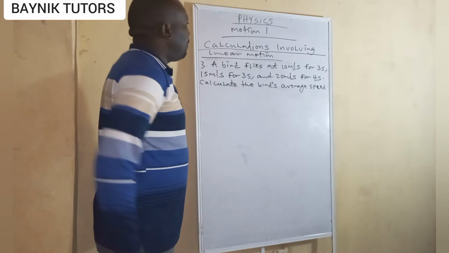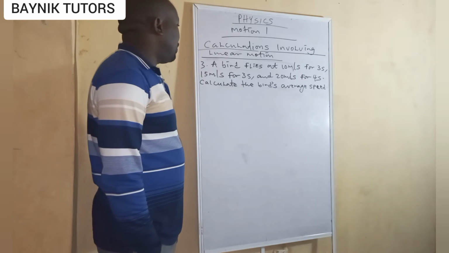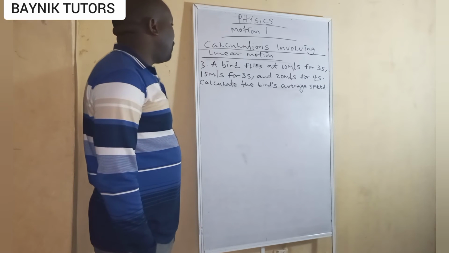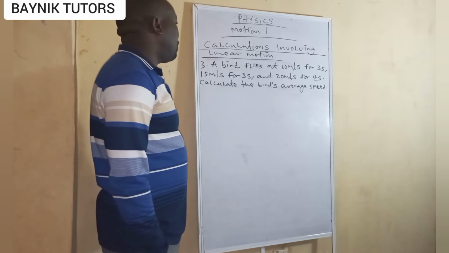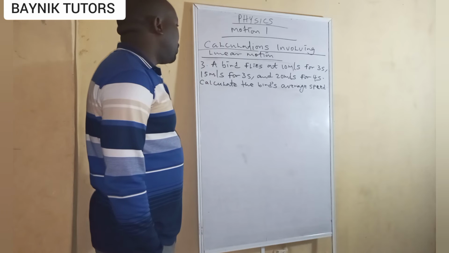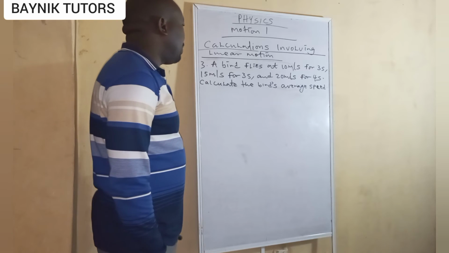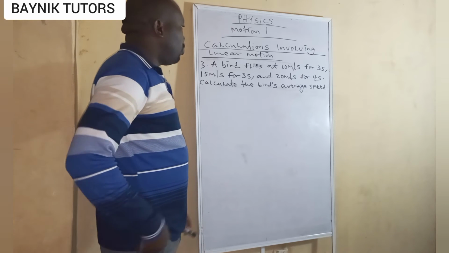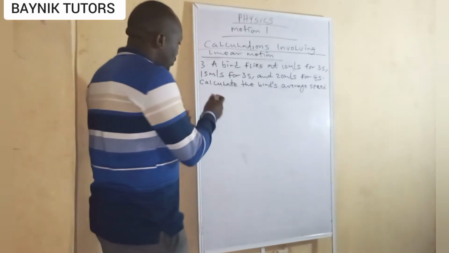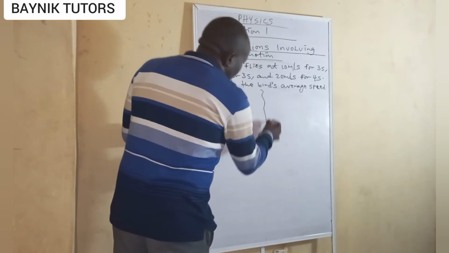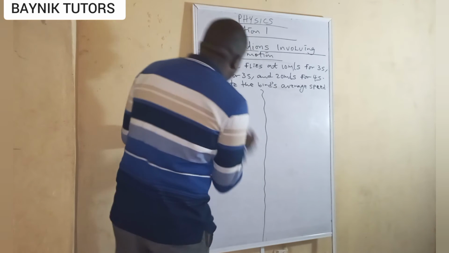Next, a bird flies at 10 meter per second for 3 seconds. So if we have 50 meter per second for 3 seconds and 20 meter per second for 4 seconds, we are told to calculate the bird's average speed. So the best thing we'll do here, let's identify the parameters given to us first. So we have our solution here.